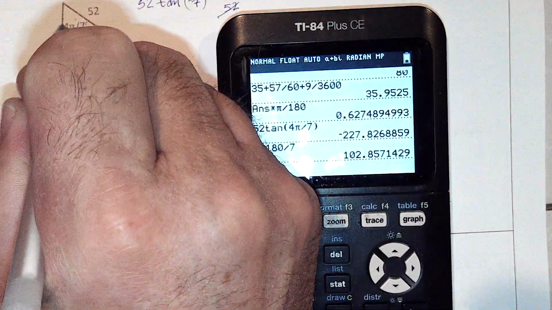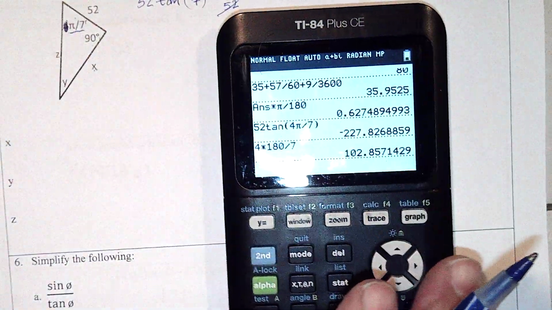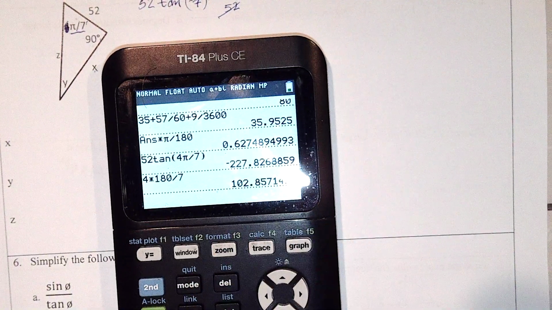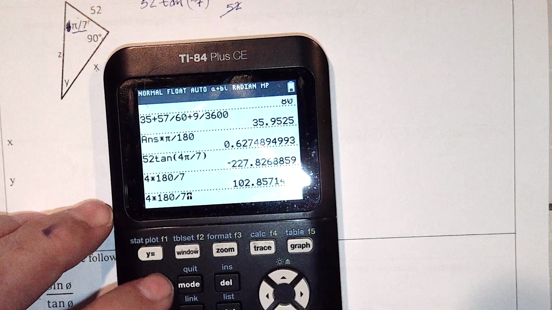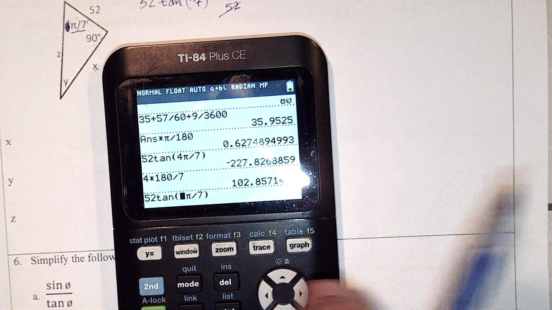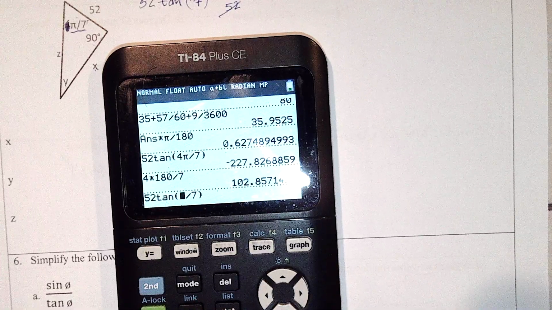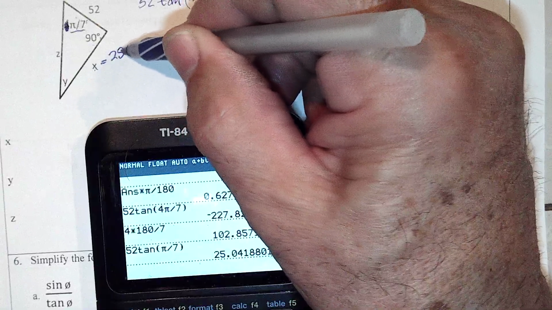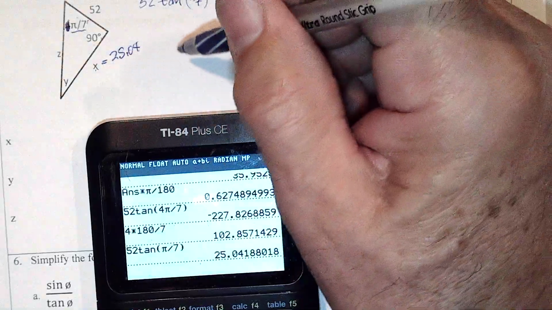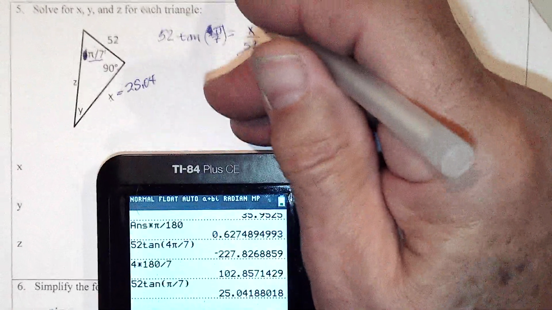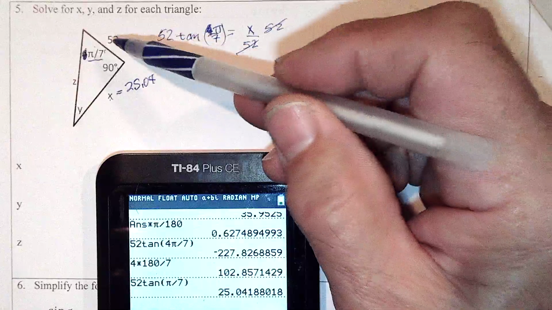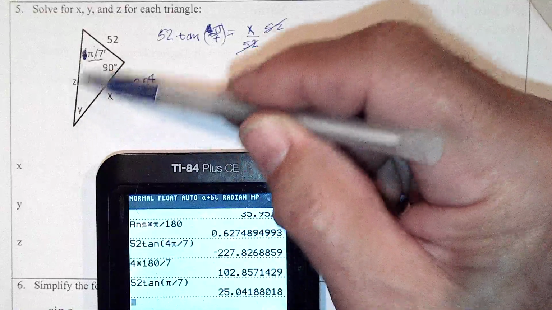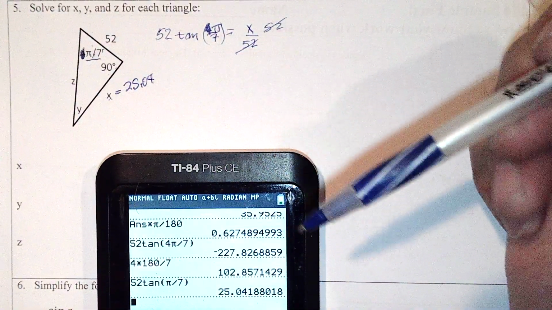So let's change it to just pi over 7. So if I make it pi over 7, then we should get something that makes sense. So take the 4 out of there. Okay, now this could be 25.04. That's what happens when you make tests too late at night. Okay, so this didn't make sense. It was over 180 degrees, and a triangle only has 180 degrees.